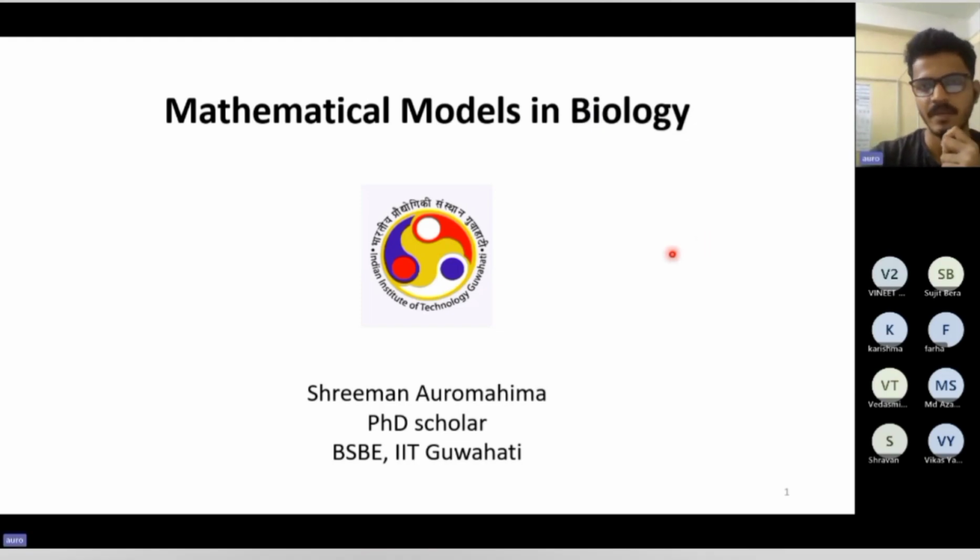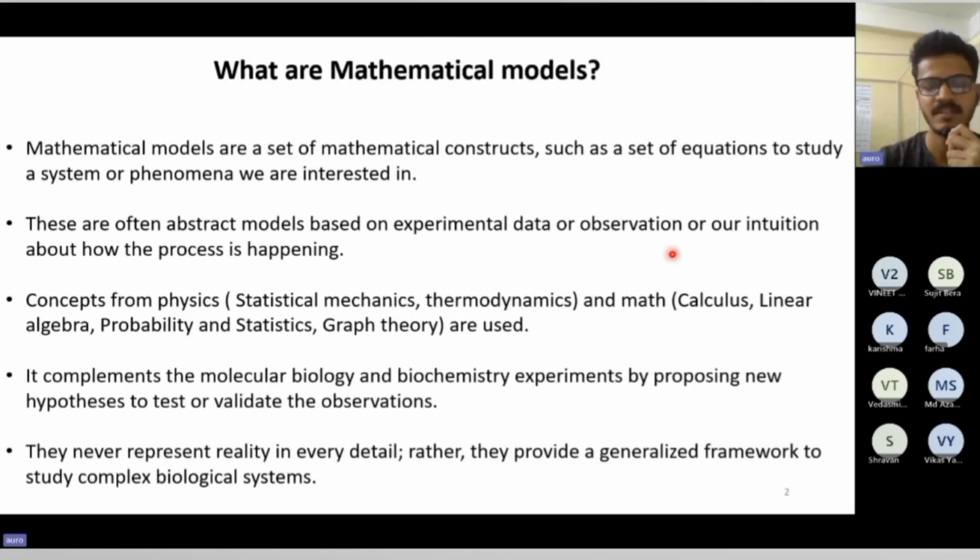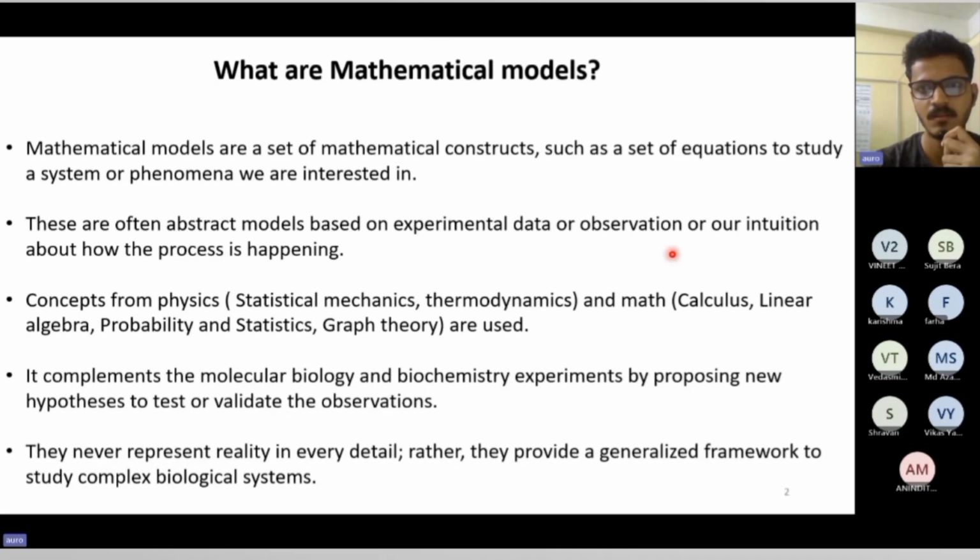So today we'll discuss mathematical models in biology. So what are mathematical models? Mathematical models are basically a set of mathematical constructs, like equations or a set of equations, to study a system or phenomena. And these equations are often based on some experimental data or observation, or sometimes it is purely phenomenological. That means we have an intuition of how a biological process is happening. Then based on that intuition, we build an abstract model.